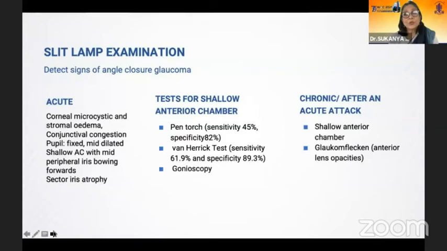So we must try to detect a shallow anterior chamber. When we are using the torch to examine the pupils, we can also look for the anterior chamber depth by the pen torch method, which is perhaps not the best method, but it is not totally useless. At the slit lamp, the Van Herrick's test is also quite useful. It has a sensitivity of 61.9% and a specificity of 89.3%. It is not, however, a replacement for gonioscopy.